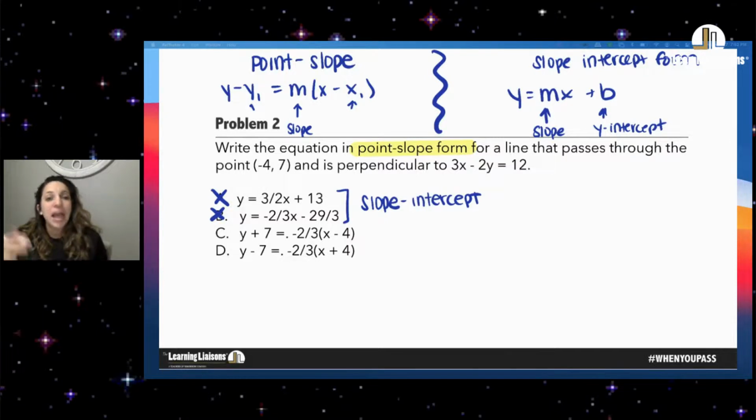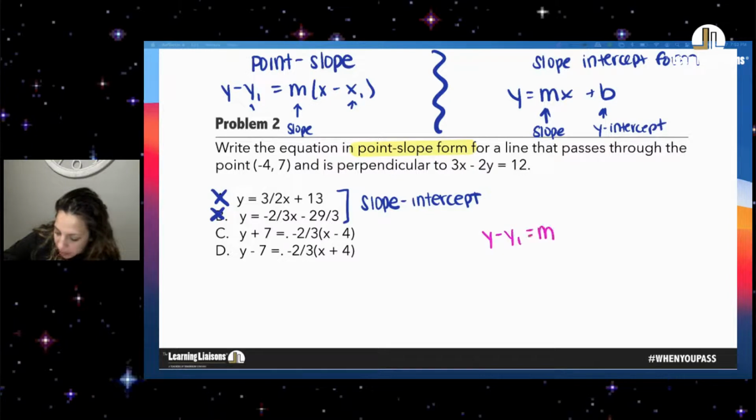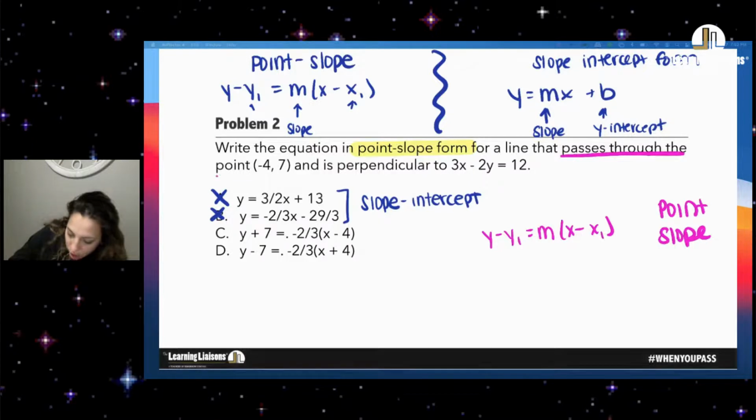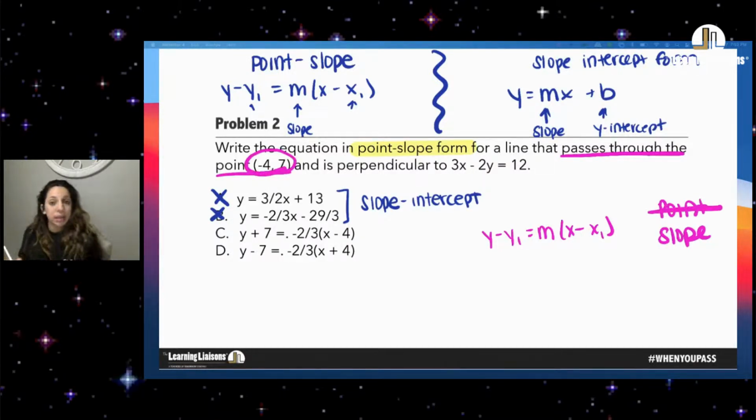So because both of these equations are written in slope intercept form, I can get rid of them automatically. Now let's go ahead and look at point slope form. So we know we're going to be operating with y minus y1 equals m times x minus x1. And I need a point and I need a slope. Well, they gave us a point. They said the line passes through -4, 7. So I just need to plug in -4, 7 into my x and my y.